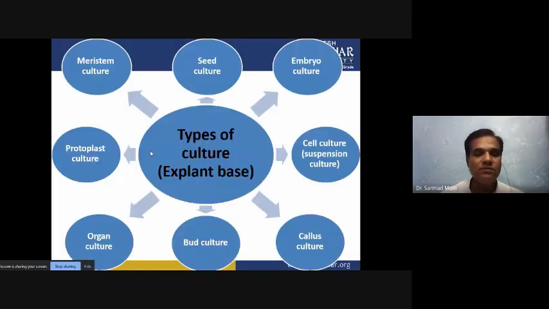Now, on the basis of the type of explant, we can do different types of micropropagation. If we take seeds as the explant for micropropagation, then we call it seed culture, because the initial material is seeds. Then if you take embryos for the culture purpose, it will be embryo culture. Then if you are not using agar and the culture media is liquid, the cells are suspended inside the medium, so we call it suspension culture.